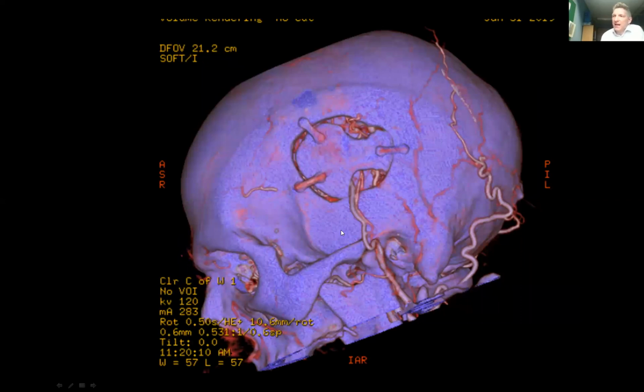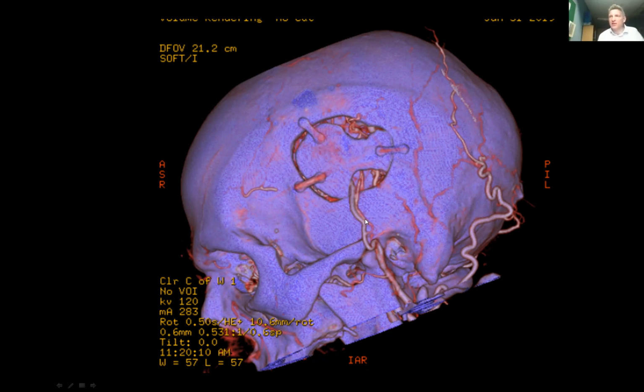Now for this man, he had a combination of procedures. If you remember, we talked about EDAS and direct bypass. His frontal branch of the STA was larger, so we used the frontal branch, which is this one, for the bypass, and then used the parietal branch for an indirect approach with EDAS. You can see it's coming in here, and then it emerges and carries on afterwards, and it's stitched to a variety of places.